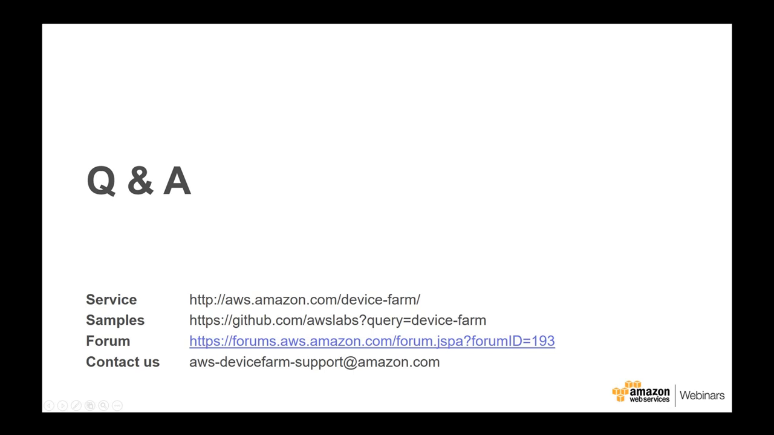As far as internet traffic goes, we do publish a static list of IP addresses that all Device Farm traffic will come through, and you can find that in our FAQ, which I believe is linked in the follow-up email that we will send, or in the deck itself. So you can find that IP range, you can whitelist that IP range, and know that traffic coming from those IPs are coming from devices in Device Farm.